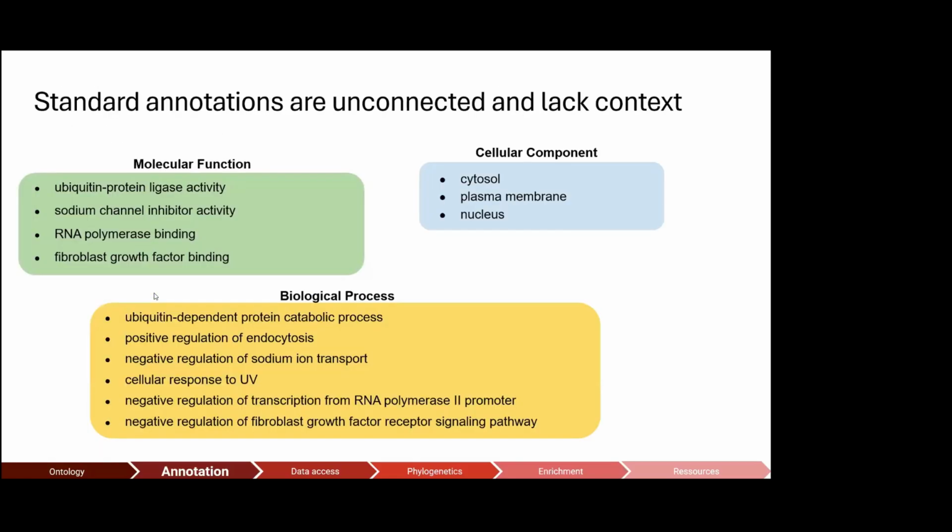So if we summarize this NET4 curation and annotation, what you can see is you have a lot of GO annotation for this protein, but they are not connected and they lack context. So you have several molecular functions such as ubiquitin protein ligase activity, RNA polymerase binding, or sodium channel inhibitor activity that I showed you earlier. And it's present in several components. So you have cytosol, plasma membrane, and nucleus associated to this protein. And it's part of many biological processes that I've already described.